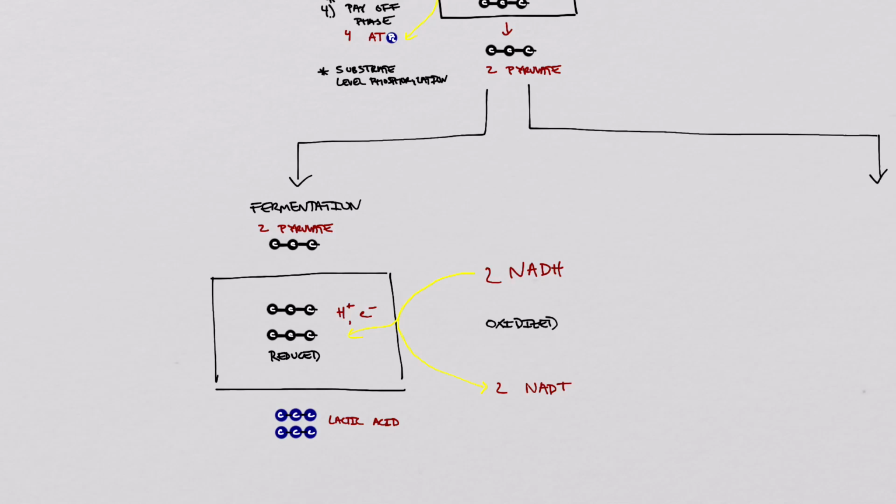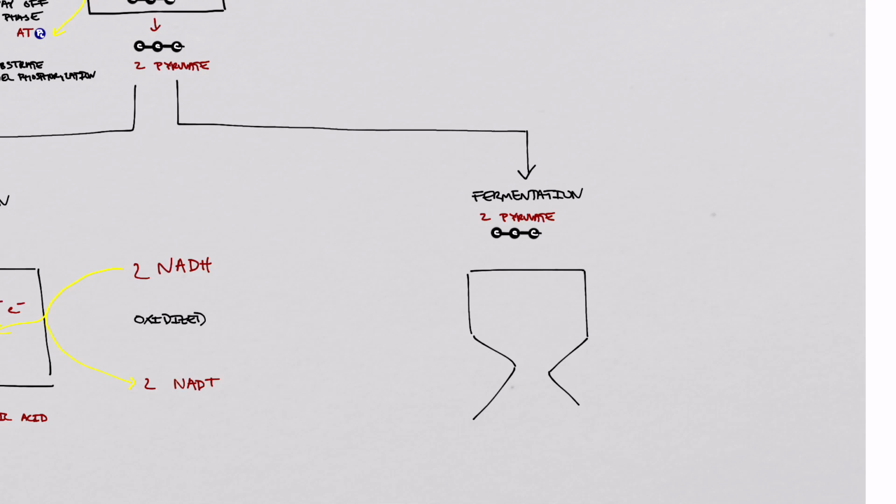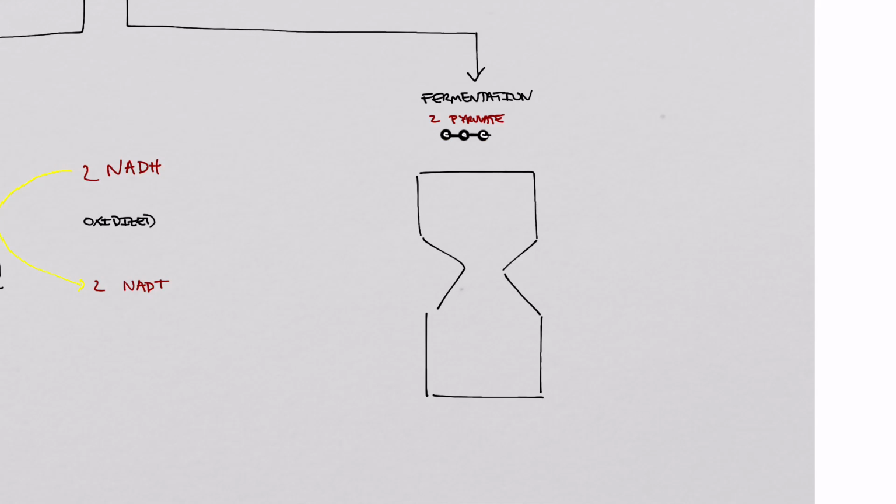So the inputs are the same. So you can just take this, copy it, and paste that over here. So 2 pyruvates are going to go into fermentation. But this is alcoholic fermentation. So let's draw a box slightly differently. Draw this box like a little hourglass shape, because alcoholic fermentation actually has 2 pieces. Okay, so your box should look like this.